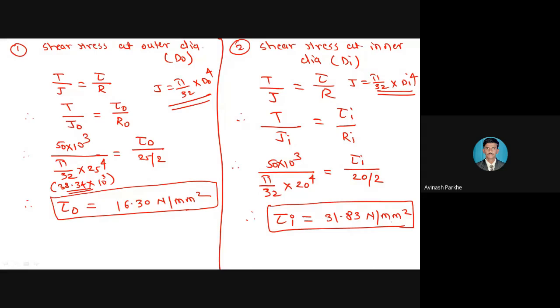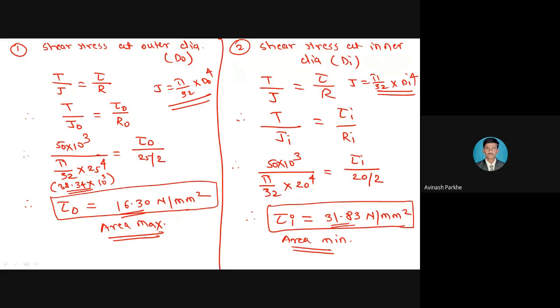And here also your condition will be satisfied. The stress is minimum where area is maximum. For the outer diameter, always the area is what? Maximum. If the area is maximum, then how much stress should come there? Minimum. That is 16.32. For the internal diameter, what is the area? Minimum. And if I compare both the stresses, 16.30 and 31.83, the stress is minimum where area is maximum.